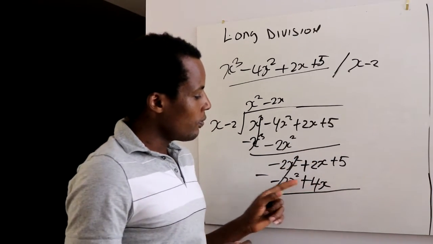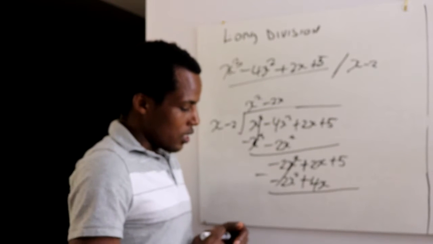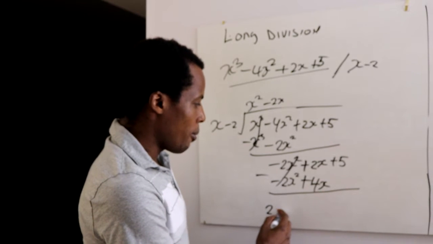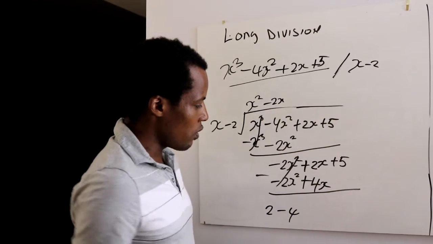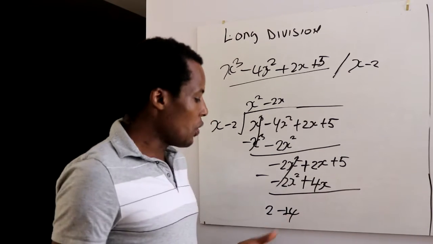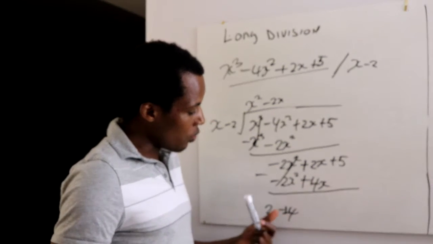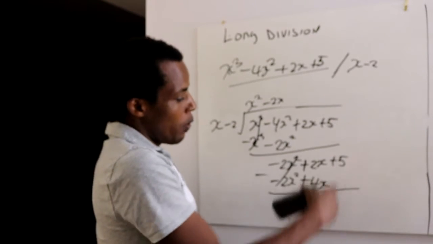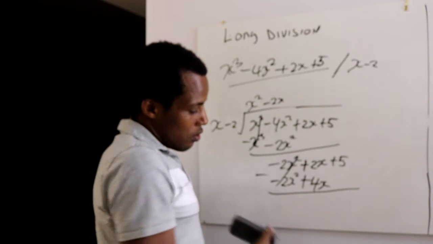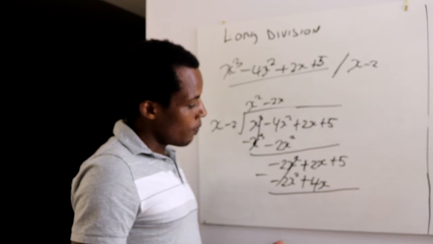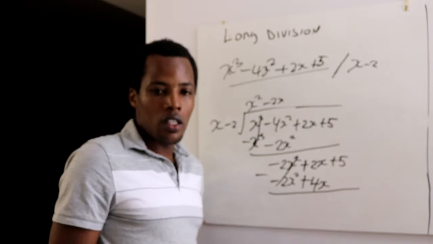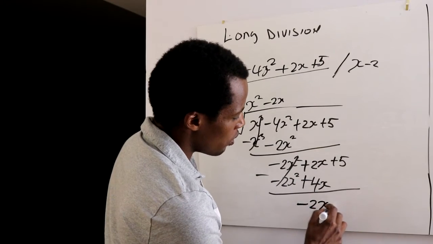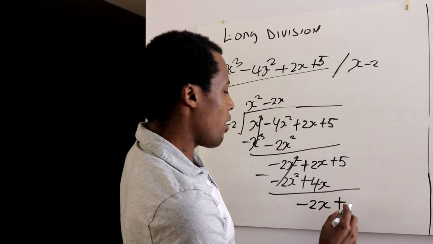Now 2x minus 4x, that's a tedious one. It's like saying 2 minus 4, right? So we get negative 2x. Again, we still owe 2. And here we have 5.